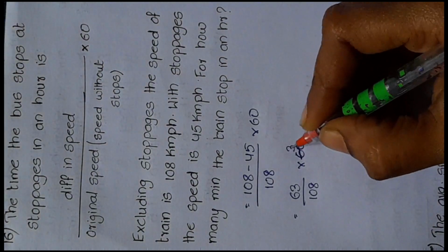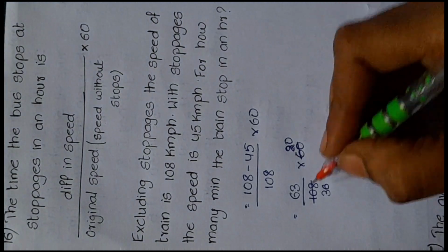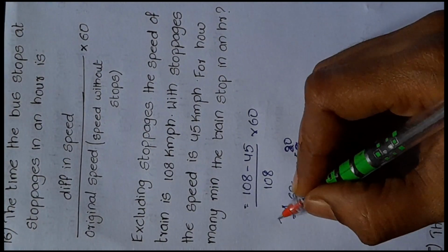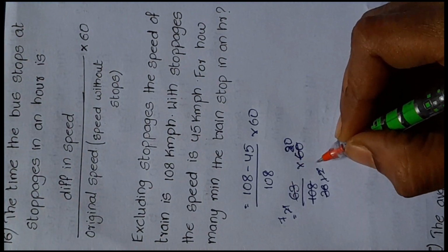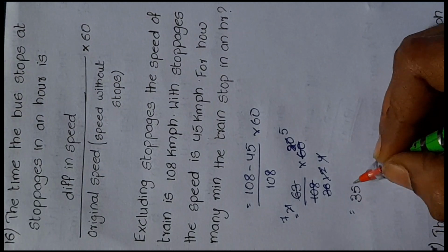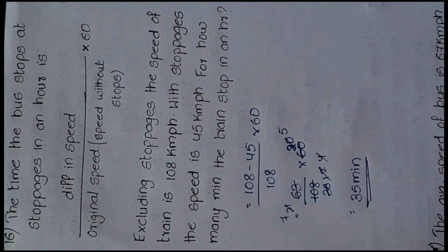Cancelling this, 3 2s are 6, 3 3s are 9, 3 6s are 18. 3 21s, 3 12s, 3 7s, 3 4s, 4 5s. So 35 minutes. The train stops for 35 minutes in an hour.